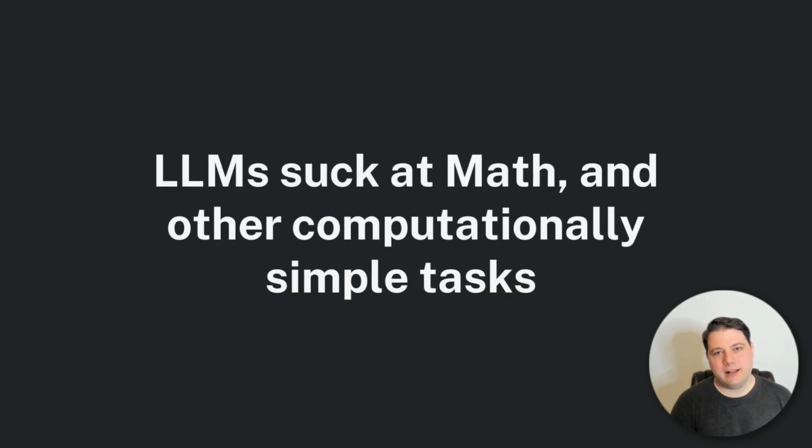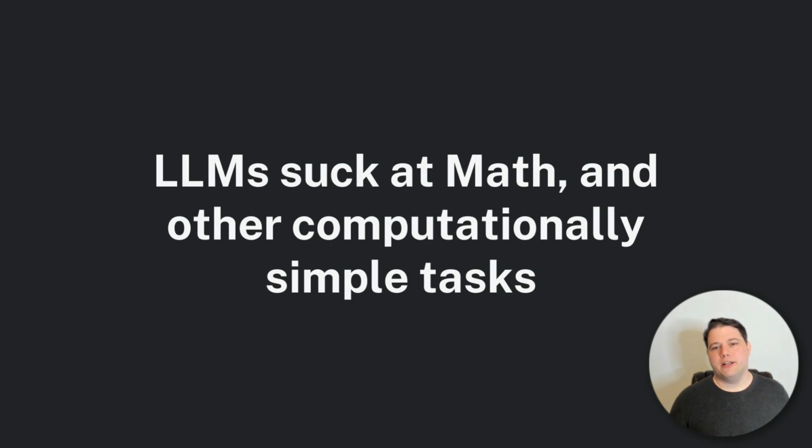For instance, LLMs suck at math and other things that you would think a computer would be really good at. LLMs are not conventional computers, even though they happen to be running on them. So if you ask an LLM a relatively easy math problem, anything remotely non-trivial, it's very likely that it's going to get it wrong. What do we do about that?